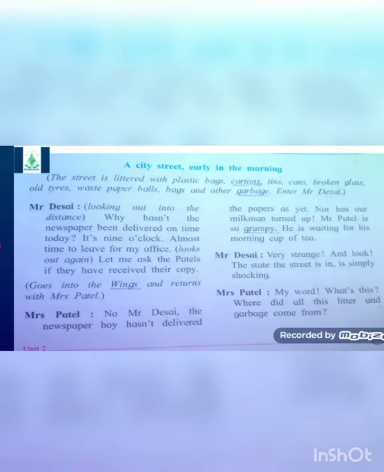Here, let us understand the meaning of wings. Wings, the sides of the stage which cannot be seen by the people watching the play. So these are the side parts of the stage. If you see on the stage, usually it will be covered with some kind of curtains. So they are called wings. Now, Mr. Desai did not receive his newspaper, though it was 9 o'clock, and he went to ask and find out with the neighbors. And who are the neighbors?